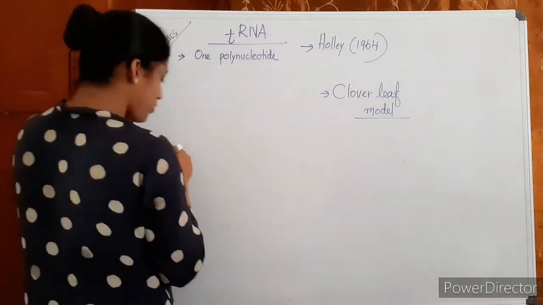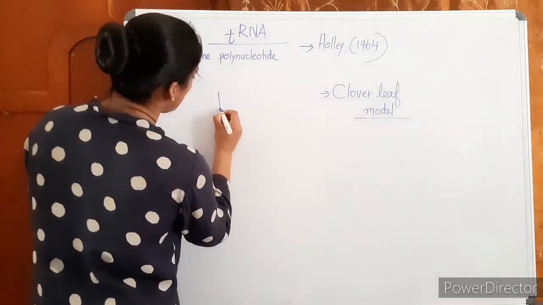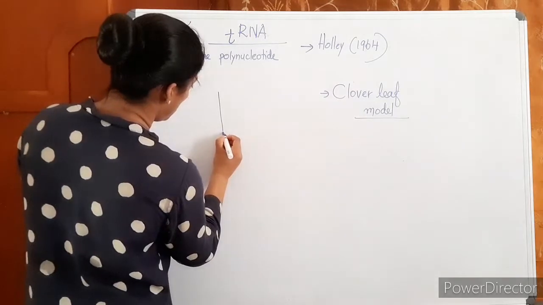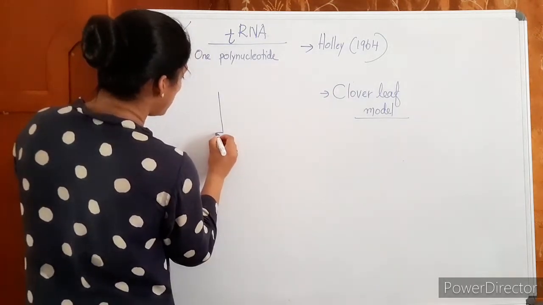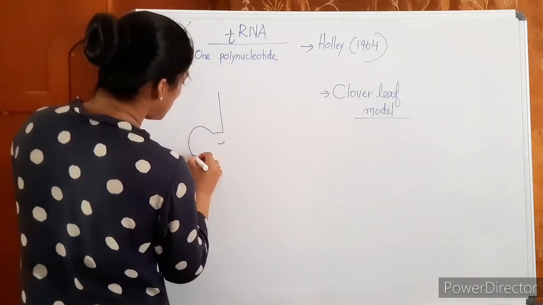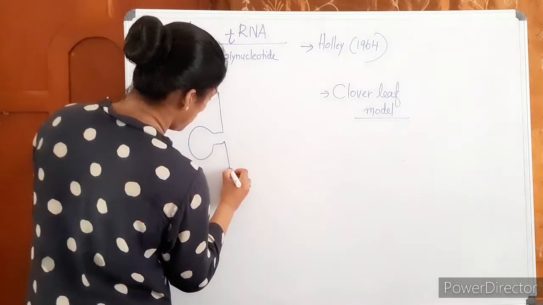So I am just drawing that structure here. The tRNA structure, see, it's a single-stranded structure only, but it will remain bonded at certain places.